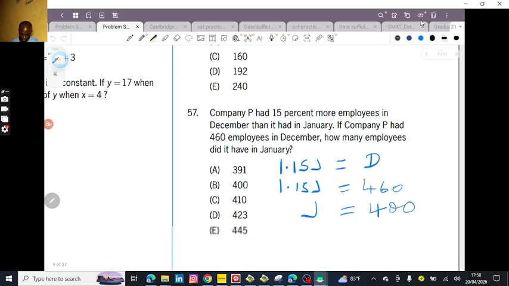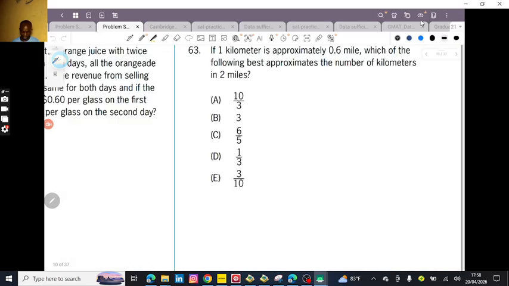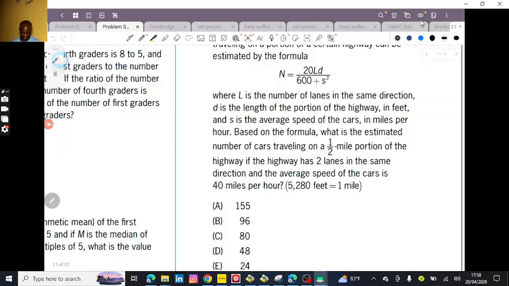Okay. You see also that this is one type of percent question. A company had 15% more employees in December than in January. Meaning January times 1.15 equals December. So January equals 460 divided by 1.15. 460 divided by 1.15 is 400. Simple.